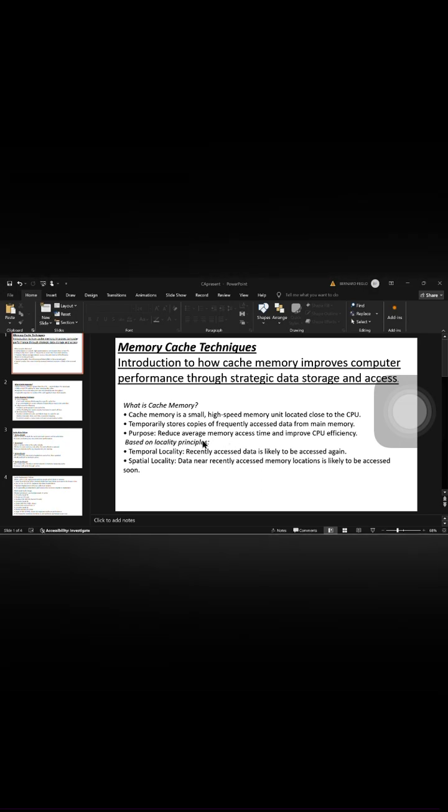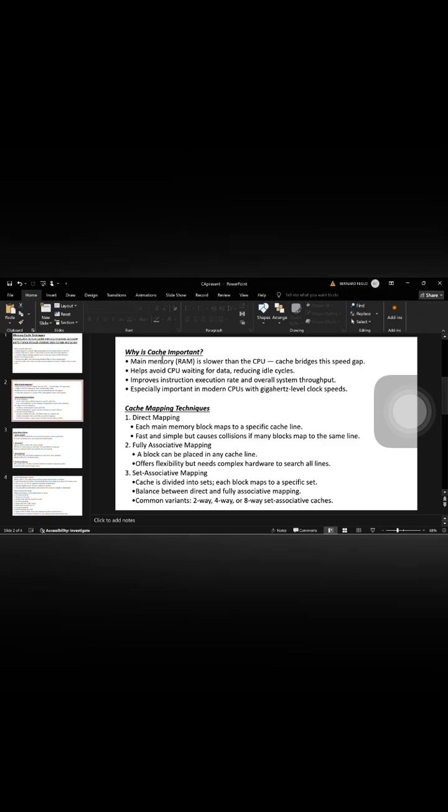The purpose of the cache memory is that in a computer system, accessing RAM is slower compared to the CPU speed. So without the cache memory, the CPU would waste time waiting for data. So now let's come to why the cache memory is important.